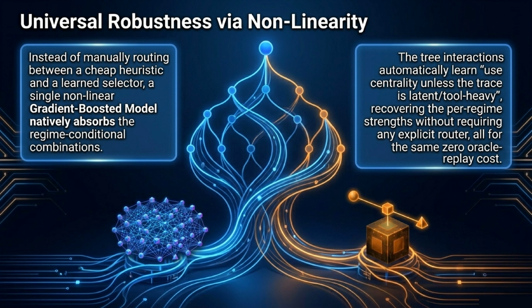Instead of manually routing, we achieve universal robustness through nonlinearity. A single gradient-boosted model natively absorbs these regime-conditional combinations. The tree interactions automatically learn the rule: use centrality unless the trace is latent or tool-heavy. This beautifully recovers the per-regime strengths without requiring any explicit router, all for the exact same ZeroReplay cost.